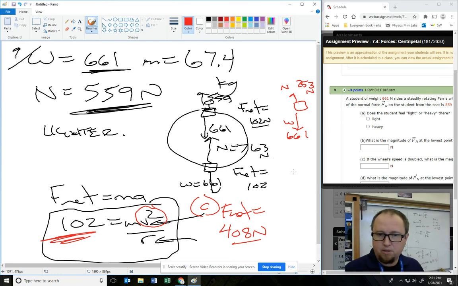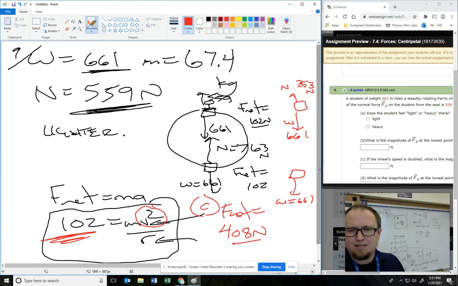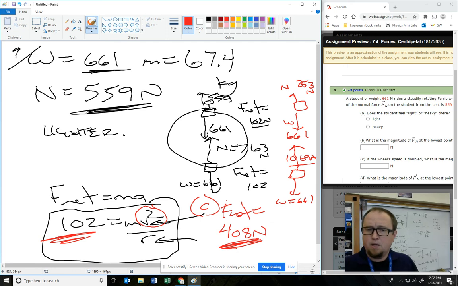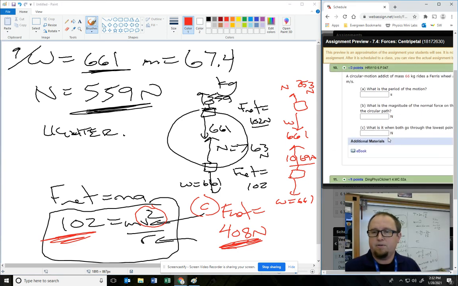Now at the lowest point, ready? Your weight force is still 661. That didn't change. Earth didn't go, oh, you're in a Ferris wheel, I'm going to go easy on you. No, it just doesn't care. But look, the normal force is bigger. If my F net's now 408, it's going to be 1,069 newtons. Now all of a sudden at the bottom, you feel even heavier. Are you actually heavier? No, but you're on a bathroom scale, so you feel heavier.